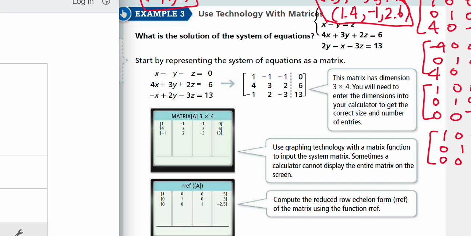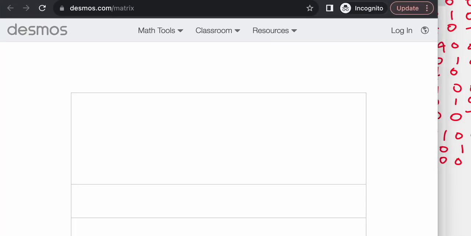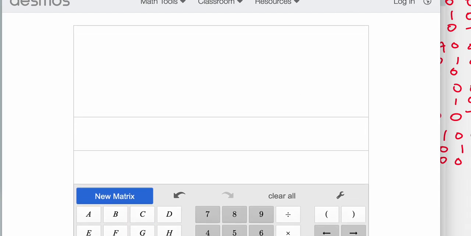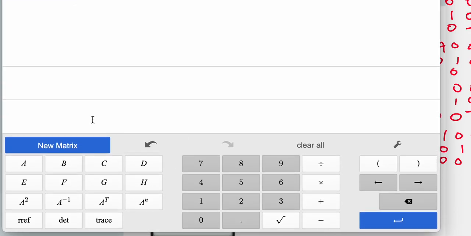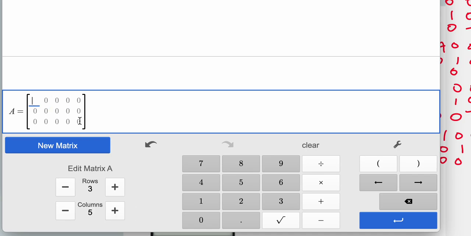Let's look at desmos.com. So in desmos.com, this is desmos.com/matrix. Okay, so here we're going to type in new matrix, and then we need 3 rows and 4 columns, right? Yeah, 4 columns.